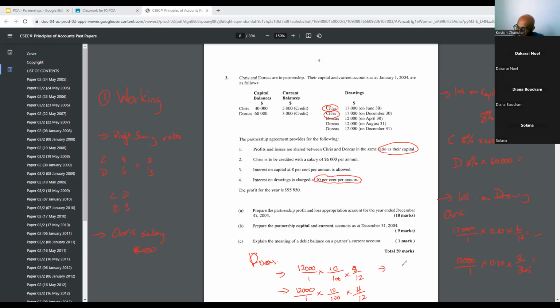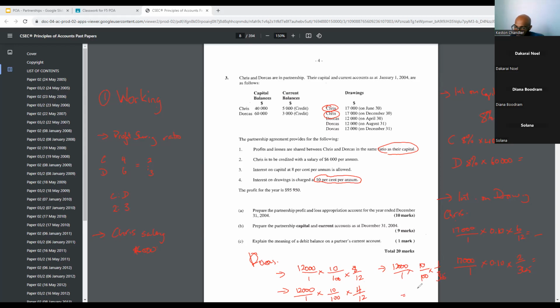And then the last one is just for the 12,000 multiplied by 10%. Multiplied by 1 out of 365 days.